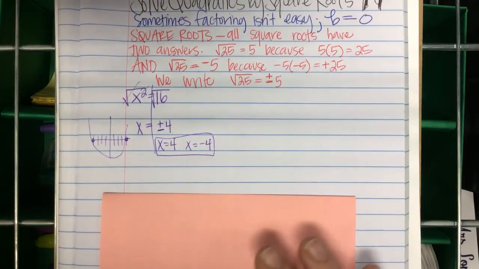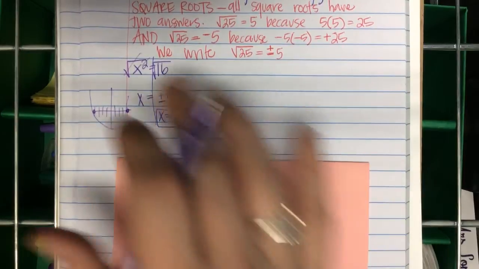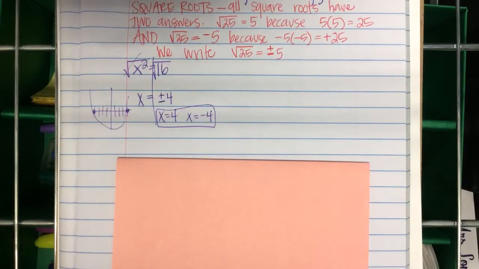Aiden. Nope. We don't have to graph because we can use square roots. If you couldn't use square roots and you couldn't factor it, yes, you'd have to graph it. Let's try another one.